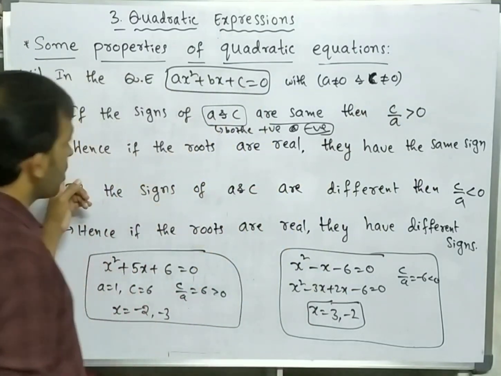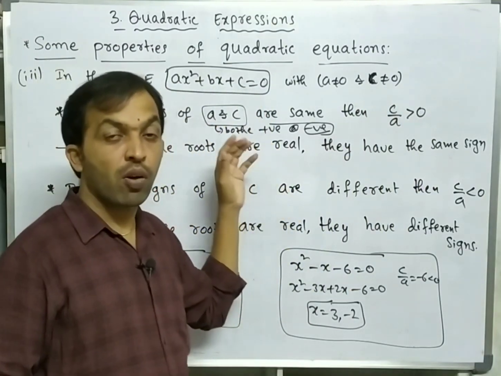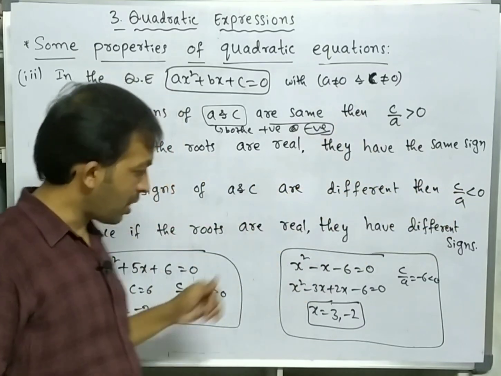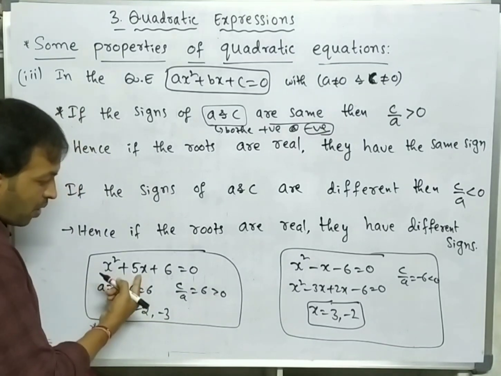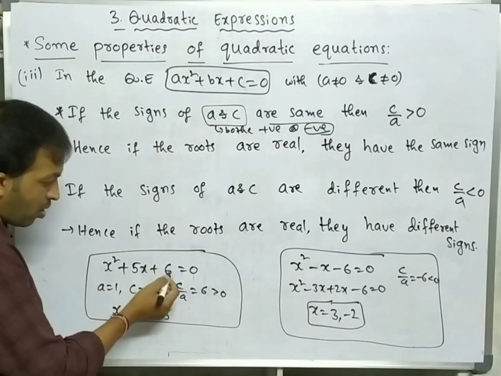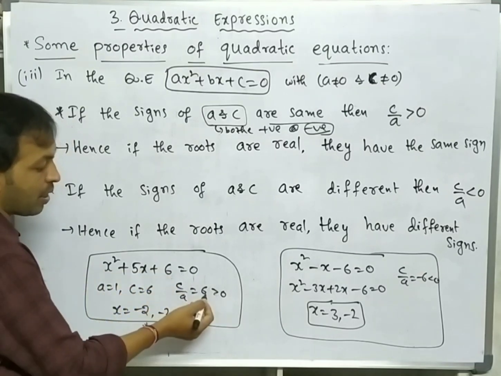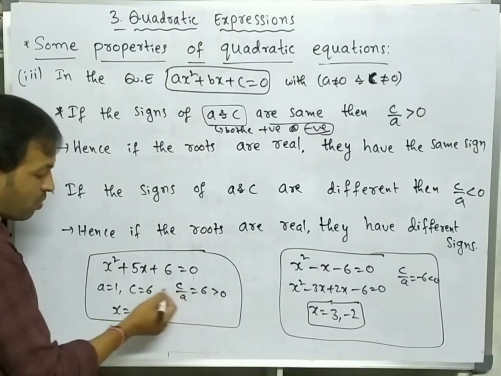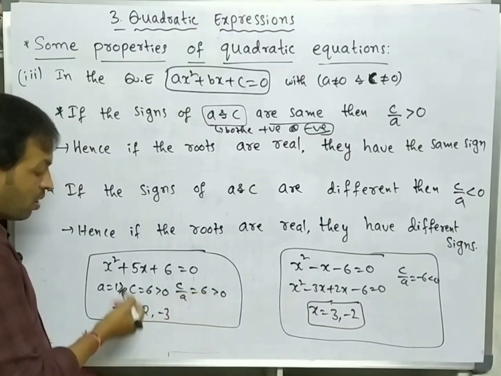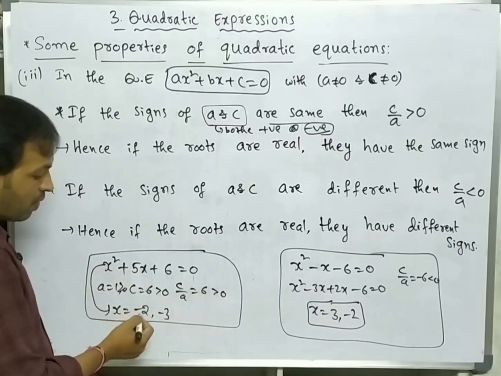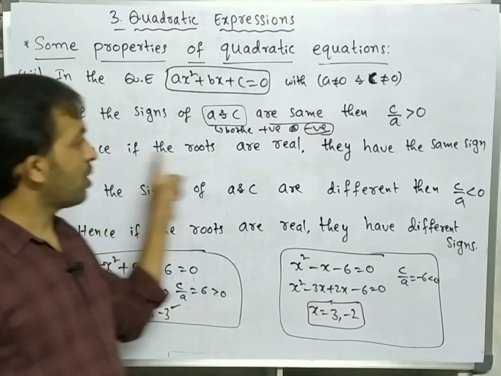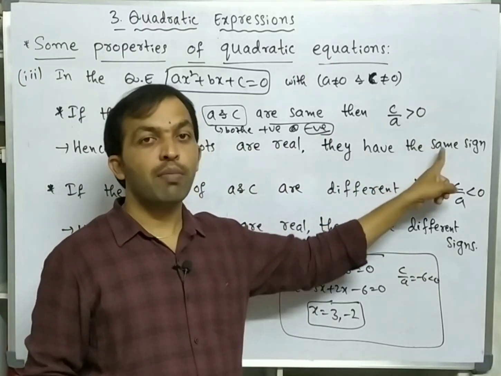Okay, in this case, if the quadratic equation has real roots, then they have the same sign. For example, x square plus 5x plus 6 is equal to 0 is a quadratic equation. In this one, the value of a is 1 and the value of c is 6, and c by a is 6 by 1, which is 6, which is positive. a is positive, c is positive, then the ratio is positive. After solving this equation, we will get two roots, minus 2 and minus 3, both having the same sign. So in this case, the roots are real and they have the same sign.